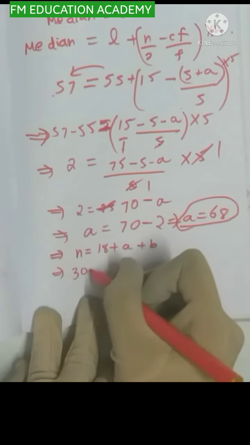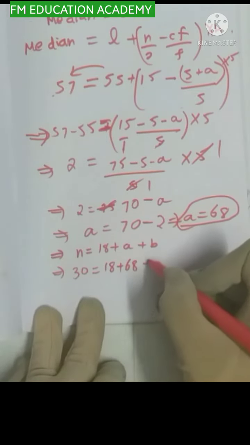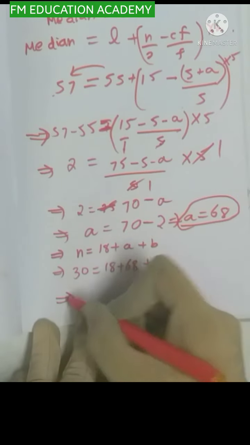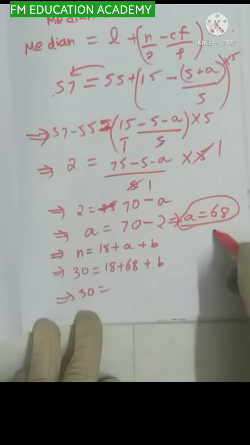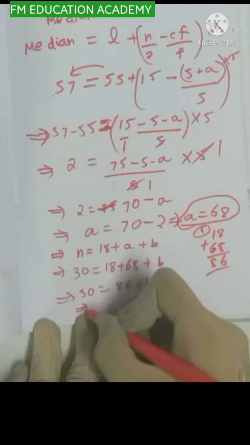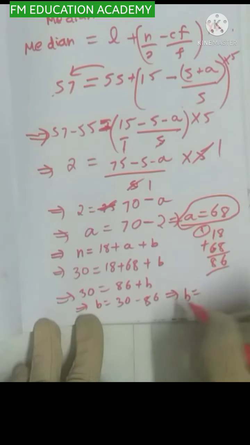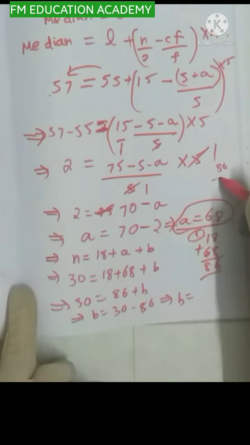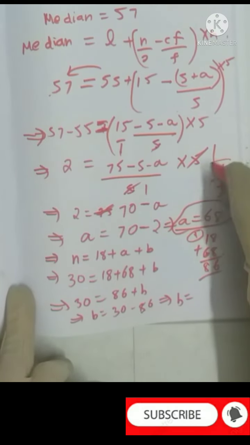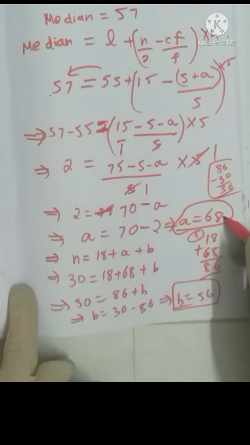N is given as 30 in the question, so 30 is equal to 18 plus, what is A given to us? 68 plus B. So we can easily find out the B value here. 30 is equal to, what is 18 plus 68? 86 plus B, or B is equal to 30 minus 86, or B is equal to, what is 86 minus 30? 56. So we got B is 56 and A is 68. Therefore A is 68 and B is 56.